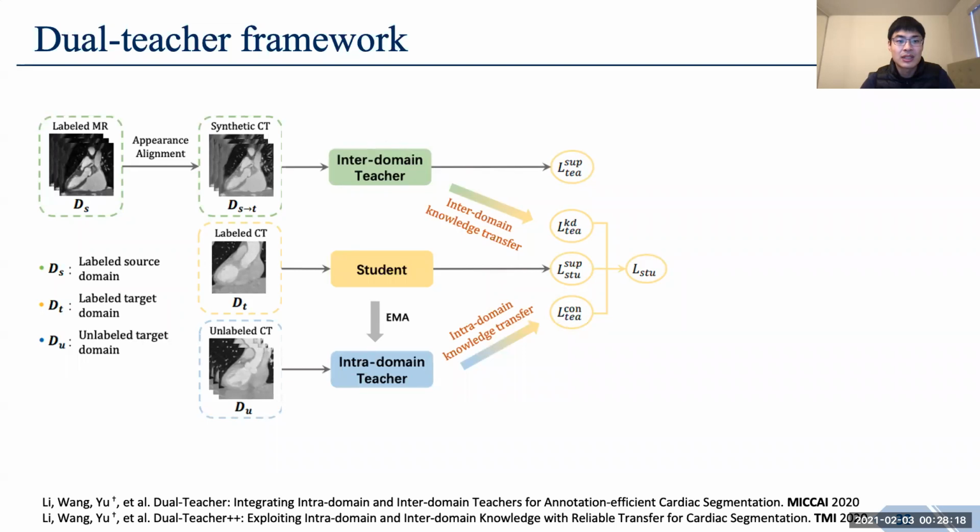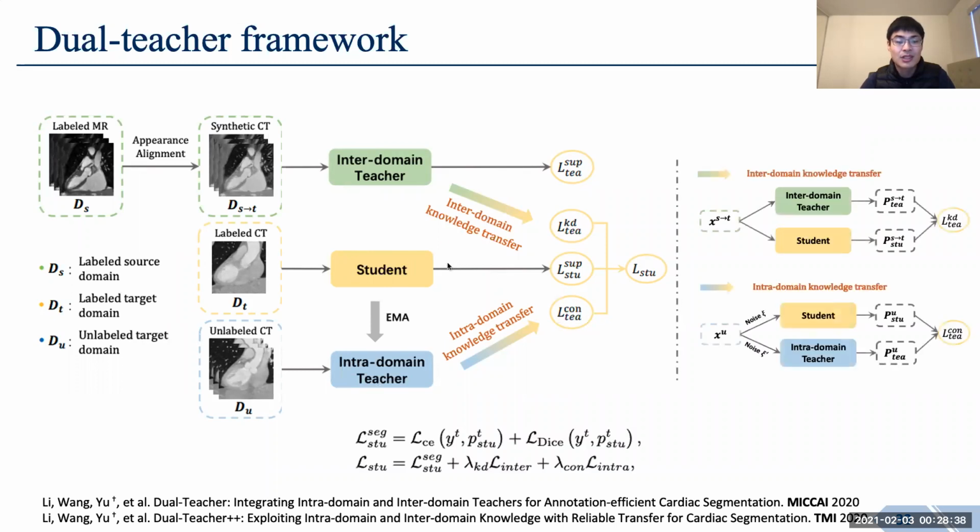So we use an inter-domain teacher to learn the knowledge from the synthetic CT or the labeled MRI. And we also train an intra-domain teacher to learn the knowledge from unlabeled CT. And we also have a student model. The student model directly learns the knowledge from labeled CT, but also grasps the knowledge from the two teachers with knowledge distillation. So in that case, the student model can utilize the knowledge from these three datasets.